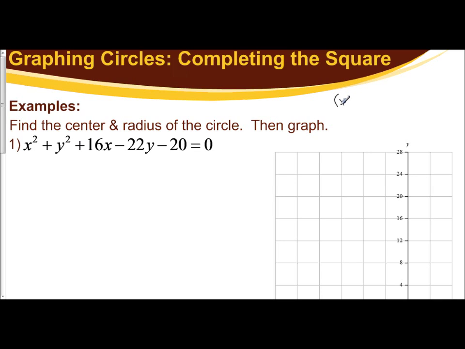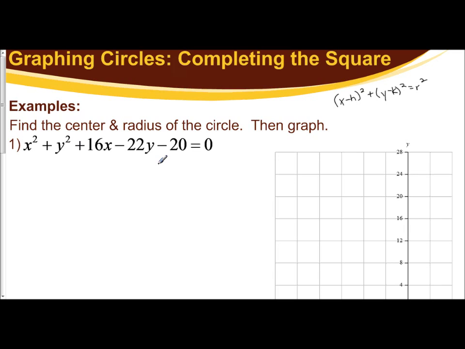It is x minus h, that quantity squared, plus y minus k squared equals your radius squared. I want the equations to look like this before I can identify the center, radius, and graph. So in this first example, what I notice is I have an x squared and a y squared. I have an x term, a y term, and a constant. So what am I going to have to do here?